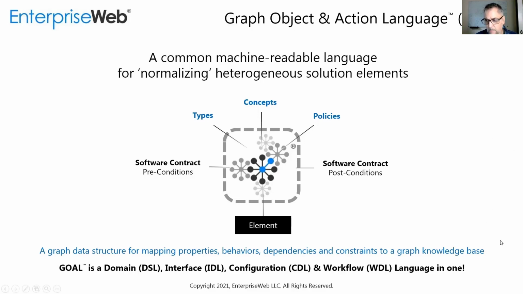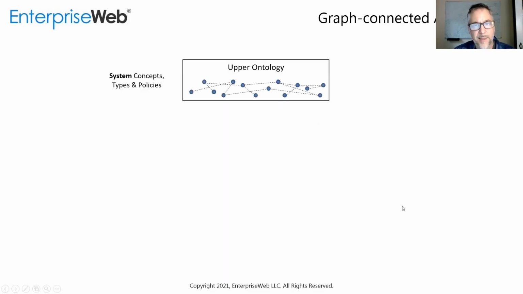My picture there is blocking that. So this is the conceptual architecture of Enterprise Web. We start with an upper ontology of system concepts and types, right? And Enterprise Web presents customers with a baseline model that already understands generic enterprise concepts and IT and cloud type or system types. And so we give that to everybody out of the box, right?